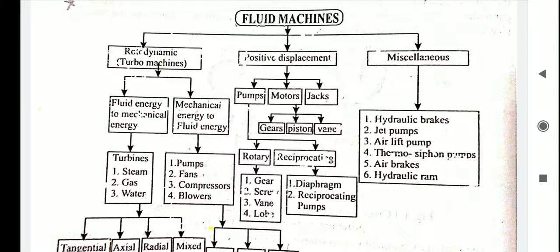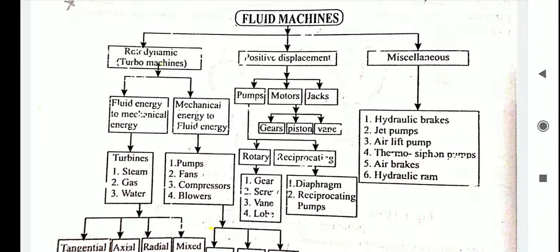In case of fluid energy to mechanical energy, there are three types, that is turbines. First one is a steam turbine, second one is a gas turbine, third one is a water turbine. In case of mechanical energy to fluid energy, there are four types. First one is pump, second one is fans, third one is compressors, and the fourth one is blowers.